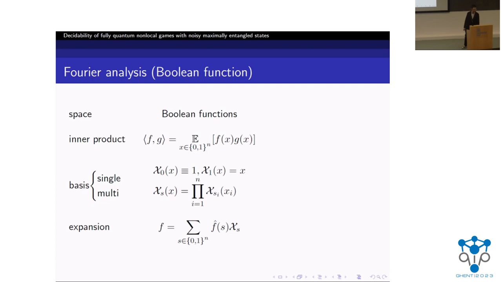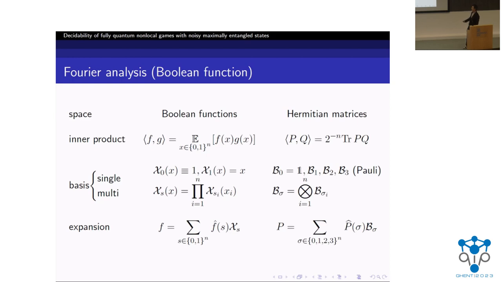The method we use is Fourier analysis. Let's first review Fourier analysis on Boolean functions. First, the inner product of f and g is the expectation of f(x) g(x). Here, x is uniformly distributed over bit strings of length n. For one bit, the basis is chosen to be the identically one function and the identity function. For n bits, the basis is just the tensor product of bases of all coordinates. The Fourier expansion is defined under this basis.